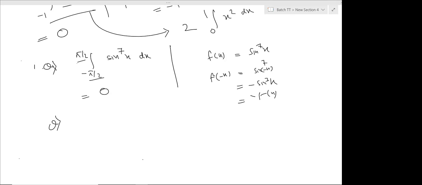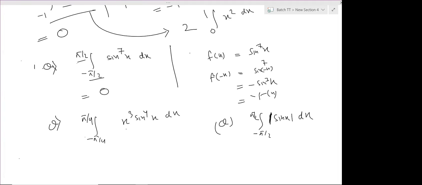All right, next question. Minus pi by 4 to pi by 4 x cube sine to the power 4x dx. Minus pi by 2 to pi by 2 mod of sin x dx. All right, two questions. I need everyone's answer in this on the chat.